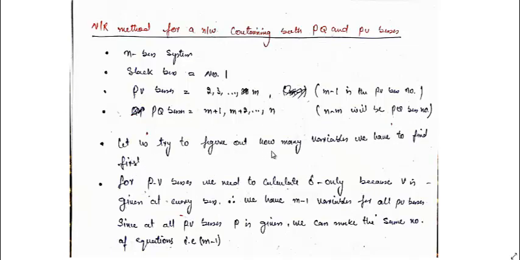So first we'll try to figure out how many variables we have to find. As we know, we'll first calculate the voltage and phase angle. For PV buses, we need to calculate delta only, because the voltage is already given at every PV bus. So we have M minus 1 variables for all PV buses, because M minus 1 is the number of PV buses, and for PV buses we have to calculate delta only. Since P is given for all PV buses, the same number of equations can be made. So this is done.